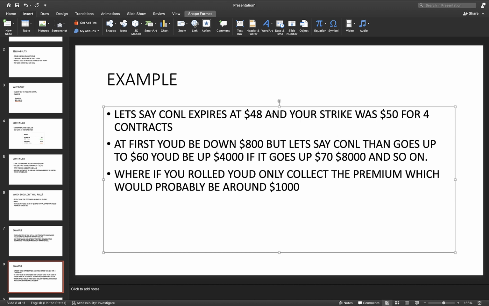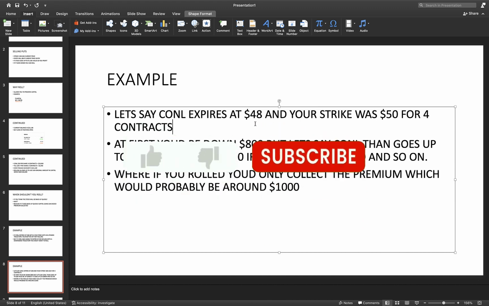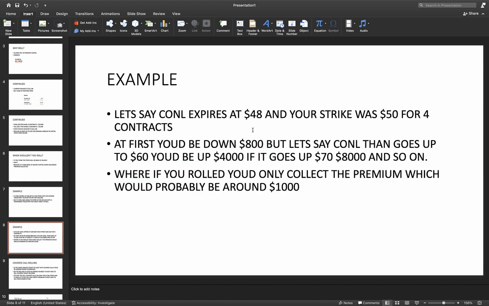But keep in mind, if you rolled, right? So let's say it expired at 48 and you rolled and it does that type of movement, you're only going to be collecting the premium, which might only be $500, which might only be $1,000. So that's exactly why, if it expires right below your strike and it's shooting up and it looks like it's going to keep going up and everything is looking super bullish, you probably don't want to roll, and you probably don't want to even sell covered calls yet, right?